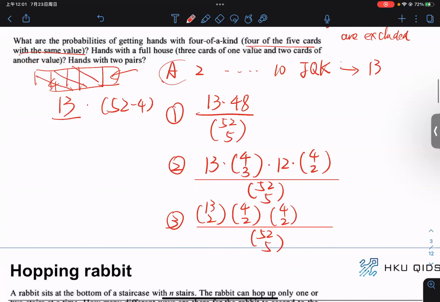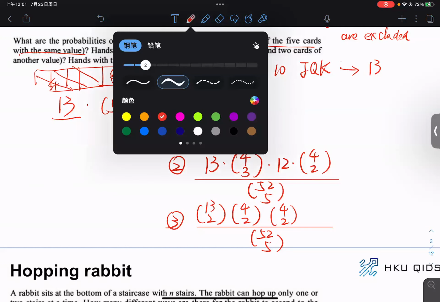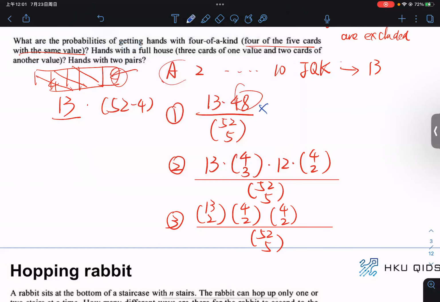And how about the last choice? Is the last choice still 48 like the first question? No, in this case, it should be 44. Why in this case? Because after we excluded the 4 cards we have already chosen, the other 2 cards from each of these 2 pairs cannot be chosen again. So we need to minus another 4. So this is going to be 44 here. So we must be careful about that.